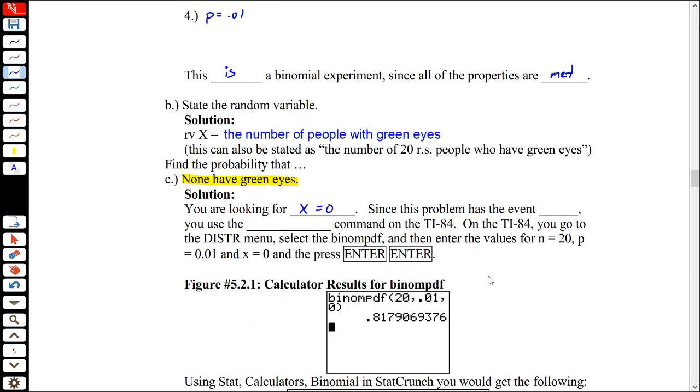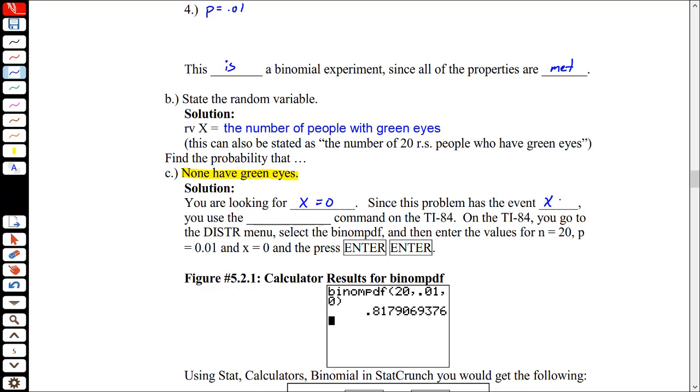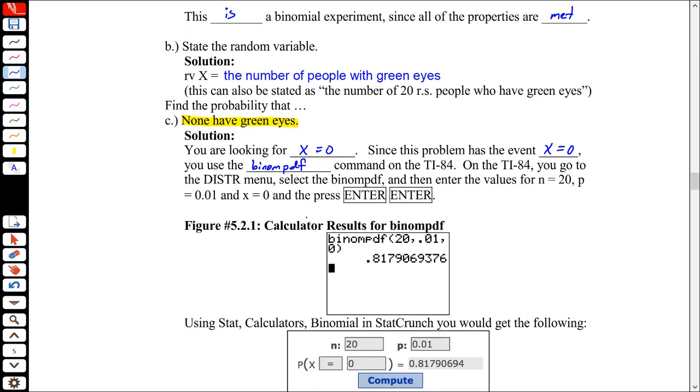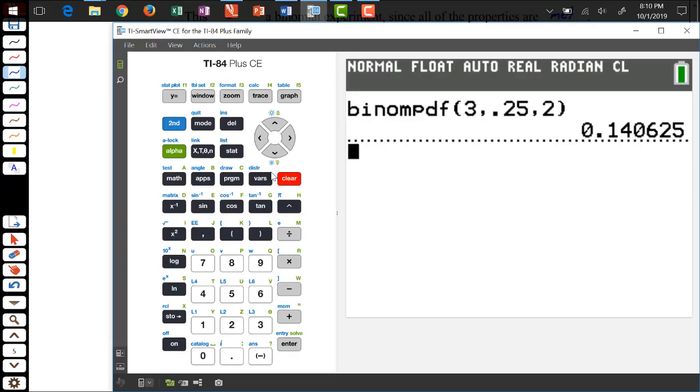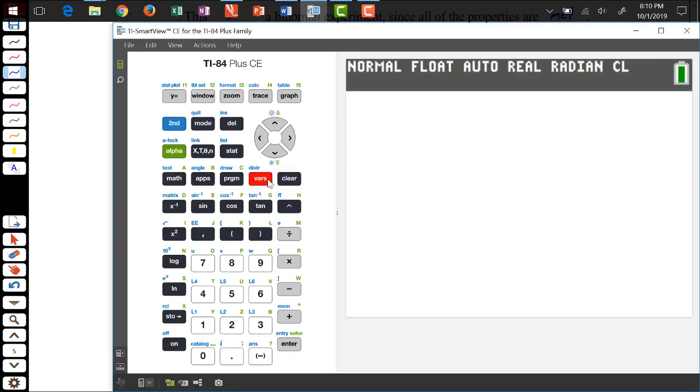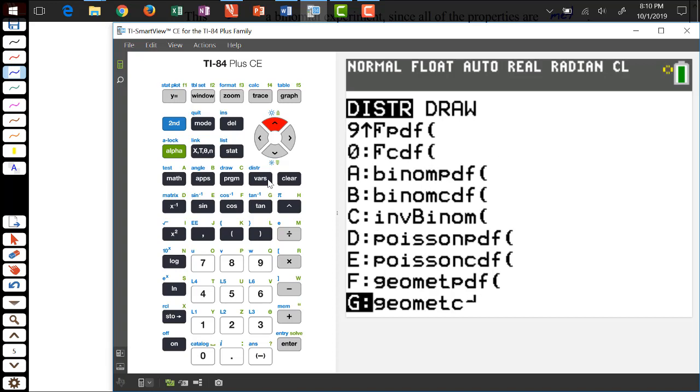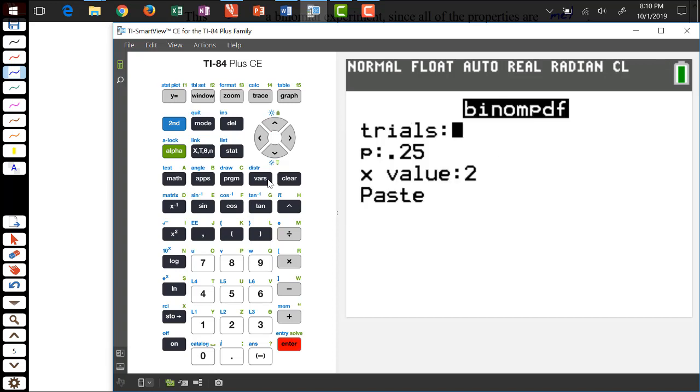Okay, since this problem has the event that x is exactly equal to 0, we're going to use the binom PDF command on our calculator. So we go to distributions, select binom PDF, and we fill the things in. So I'll walk you through that. Second, distributions, find my binom PDF, scroll up or down, and I fill it in.